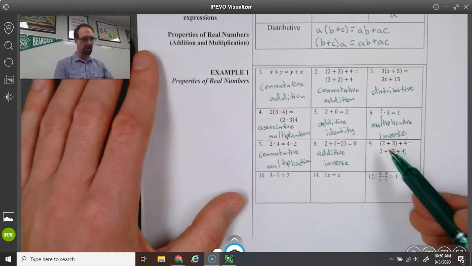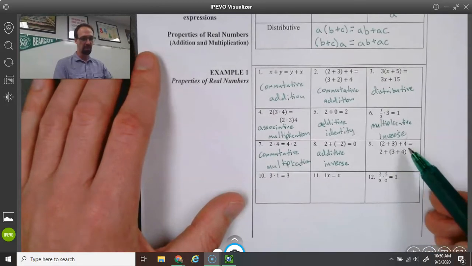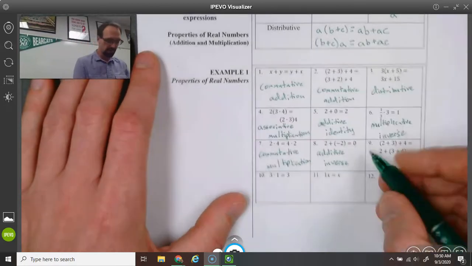Number 9, we're not changing the order, but we are changing the grouping. So this would be associative of addition.